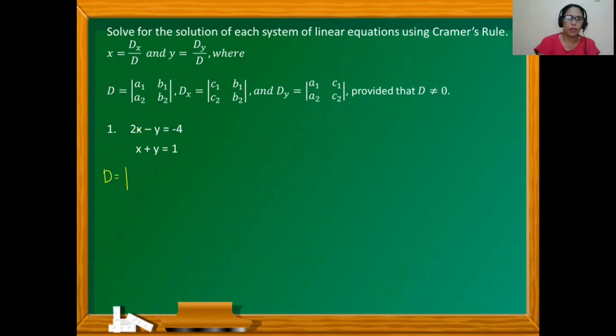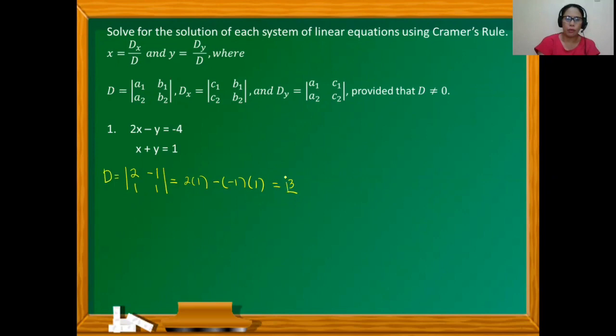a sub 1 here is the coefficient of the x of the first equation. So this is 2, while a sub 2 is 1, and then b sub 1 is negative 1, and b sub 2 is 1. So we'll get the difference between the cross product. We have 2 times 1 minus negative 1 times 1. So this is 2 minus negative 1, which is equal to 3.